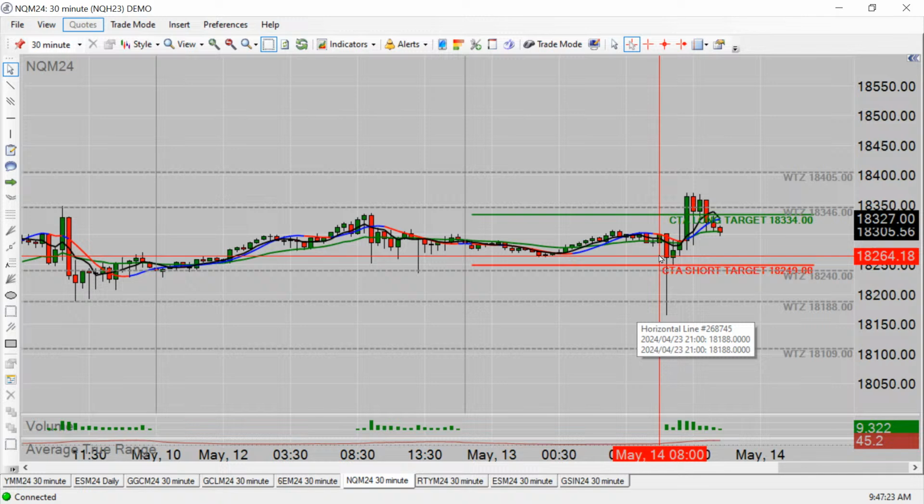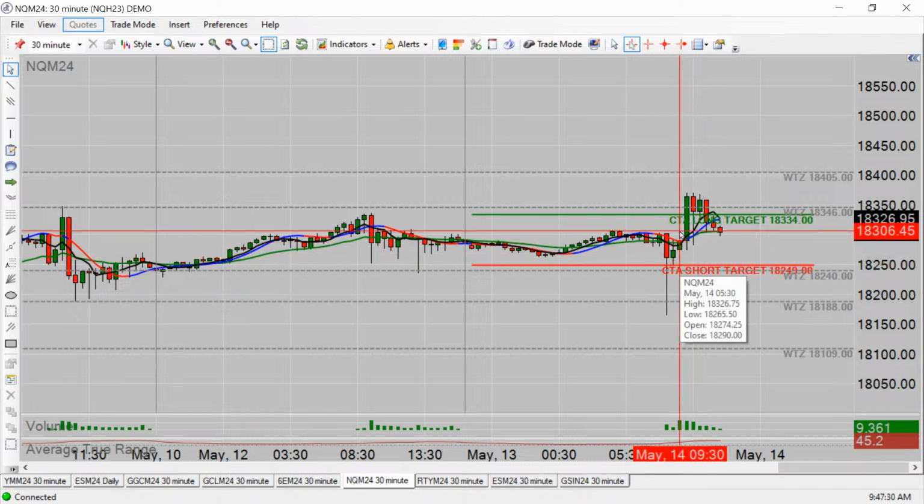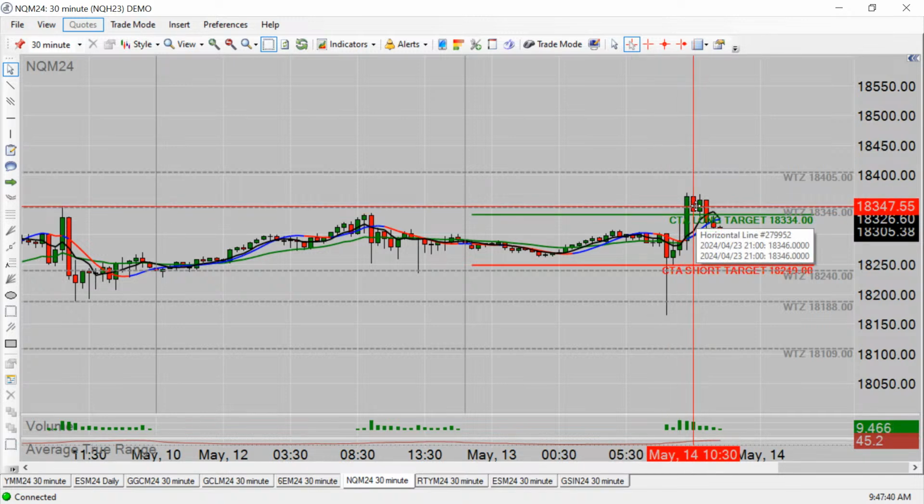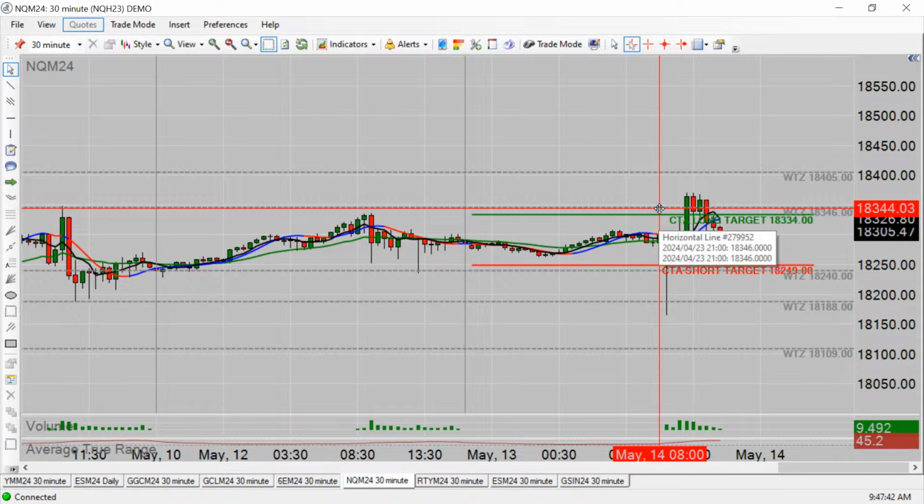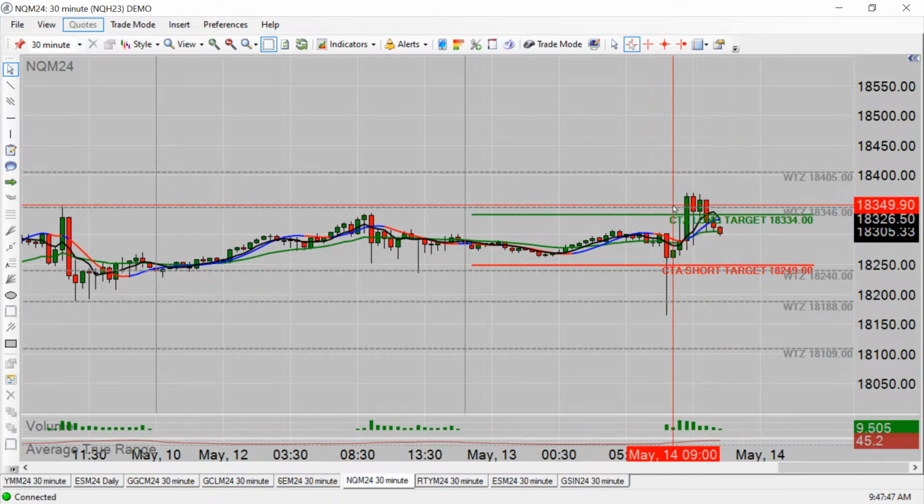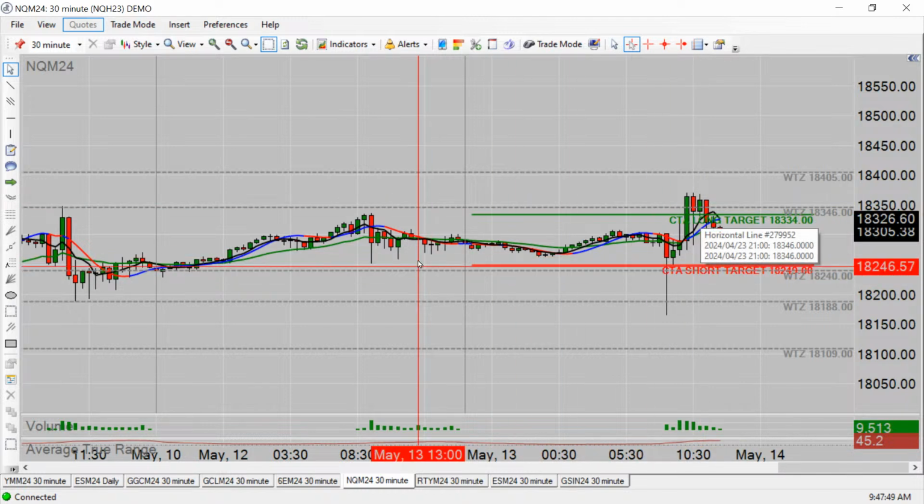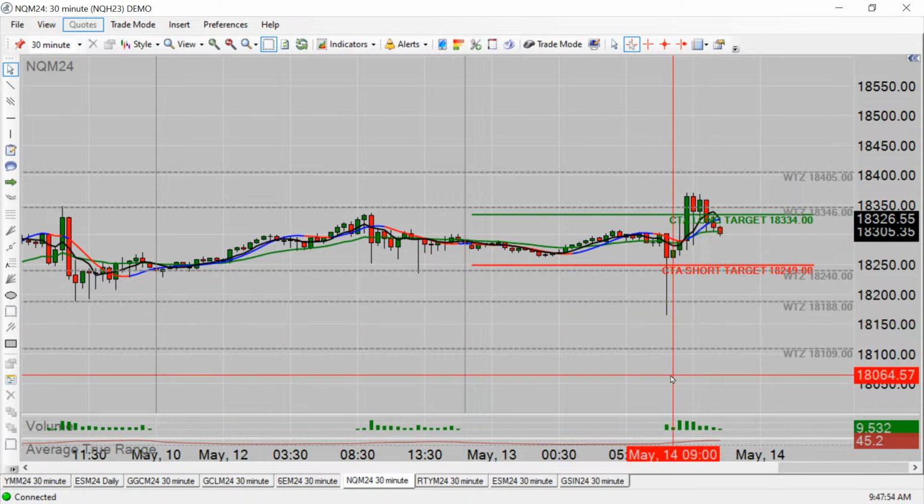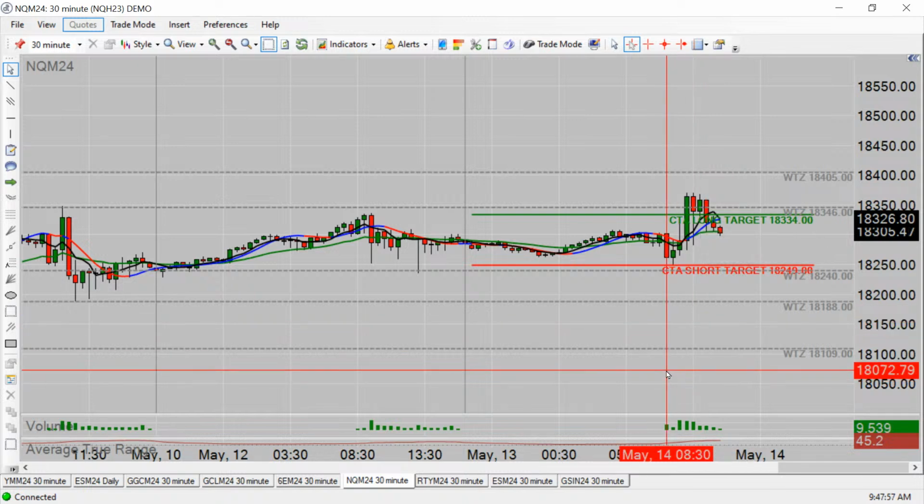But by the time the 30-minute candle closes, it's as if it didn't even happen. So we get above the BBC, make a run up to the long target, get to the zone, we consolidate. When price reaches a weekly zone, 70% of the time it will be consolidation, like this. 20% of the time will be rejection, like this, like this, like this. 10% of the time, slice.